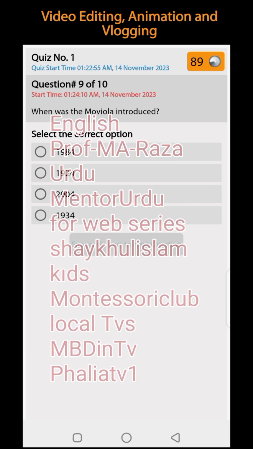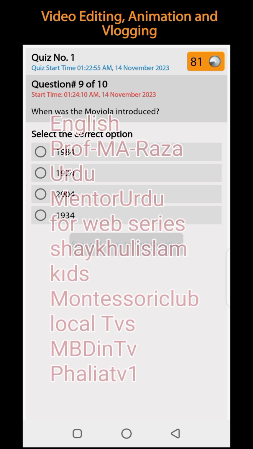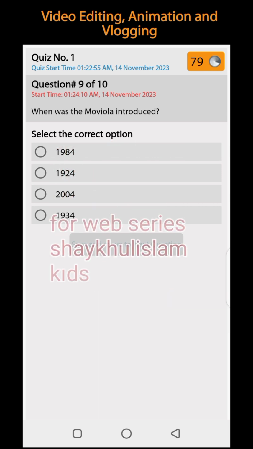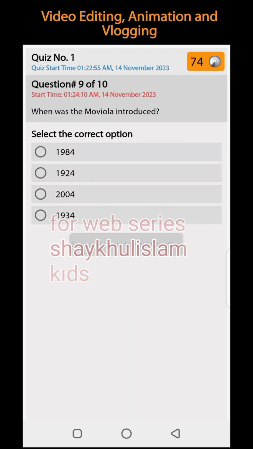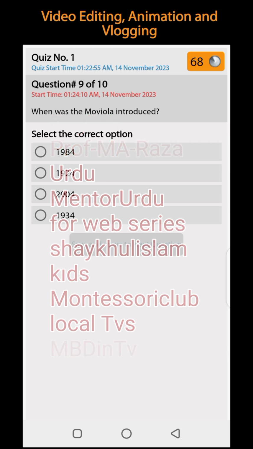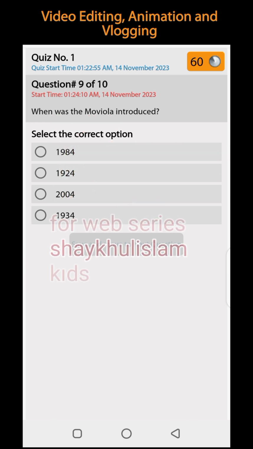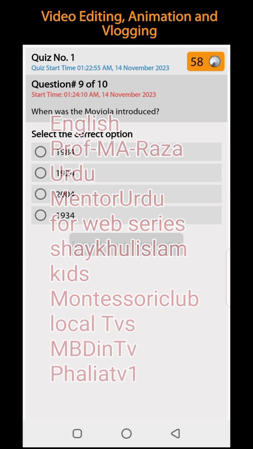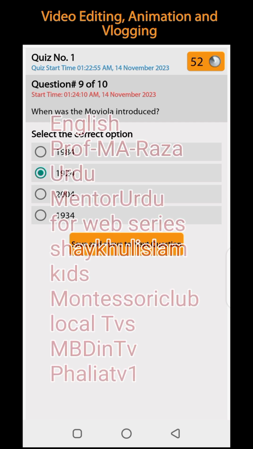Okay, the next one, when was the moviola introduced? The options are 1984, 1924, 2004. So the answer is 1924.